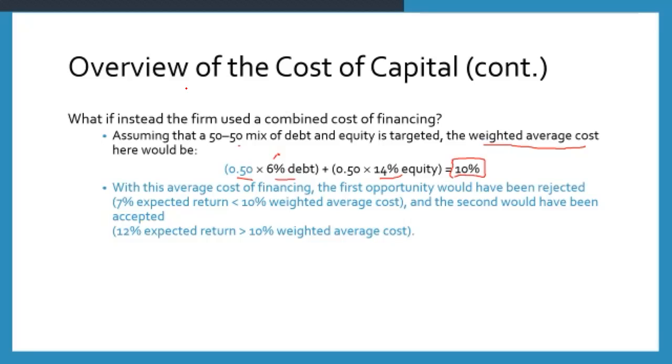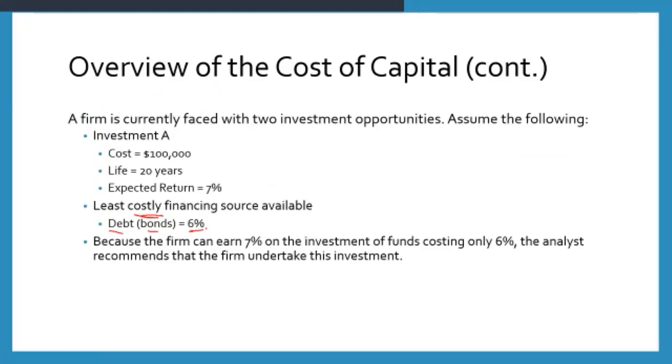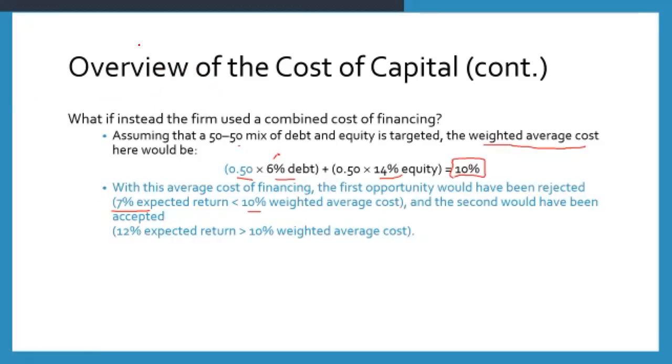With this average cost of financing, the first opportunity would have been rejected. Why? Because it's a 7% project. Investment A is a 7% return, while with the weighted average cost, if they use both debt and equity, the cost is 10%. Now I know somebody will ask me, where did I get the 7%? 7% is the return on project A. However, the cost to fund the project or the investment is 10%. It would be rejected.